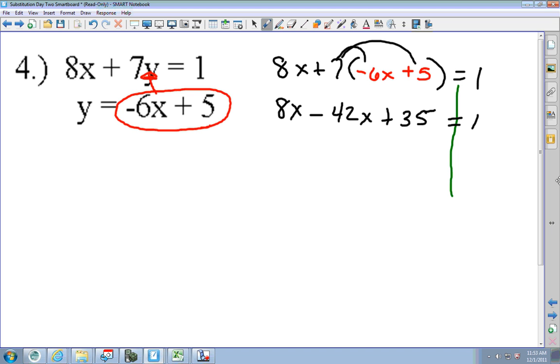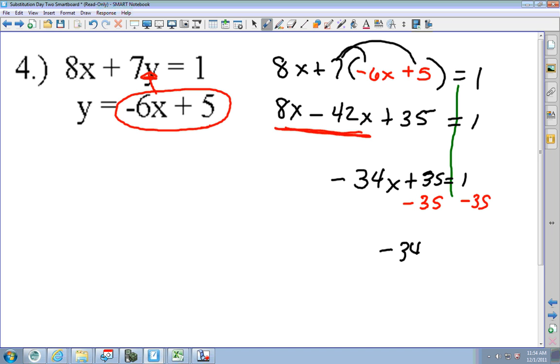My next step now is to put my x's together. They're on the same side of the equation, so I have 8 minus 42. What is that? Negative 36x. No. Negative 34. Anybody paying attention? No, because it's 8 minus 42, so it's negative 34x plus 35 equals 1. Subtract 35 from each side.